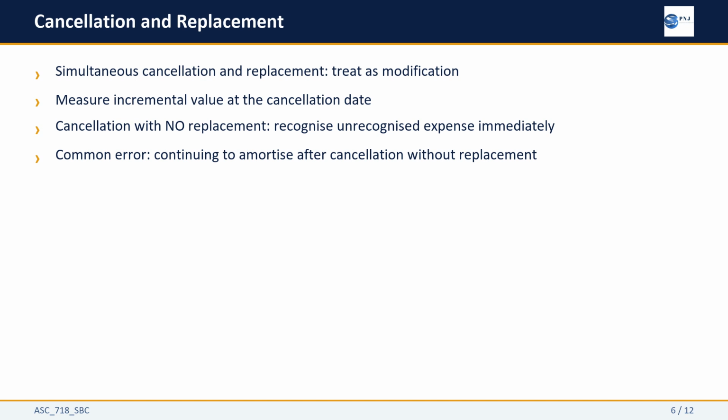For a cancellation with no replacement, the rule is simple but frequently missed. Any unrecognized expense for the canceled award must be recognized immediately. The company already committed to that service. The cost should not disappear just because the specific award form changed. A common error is to continue amortizing the remaining expense over the original would-be vesting period after cancellation. Stop. Cancelled awards require immediate recognition of any unrecognized balance, not continued amortization.